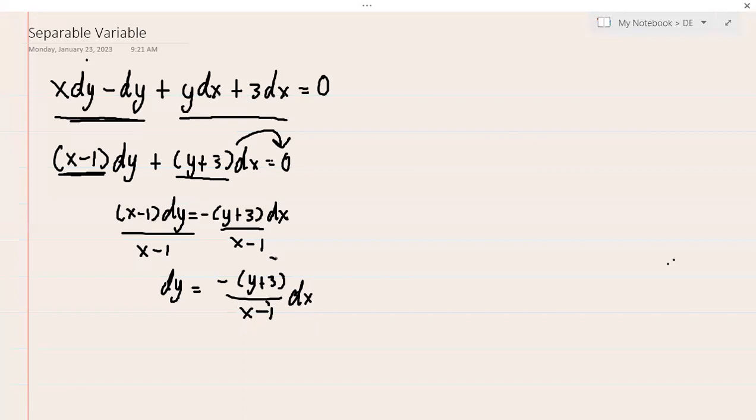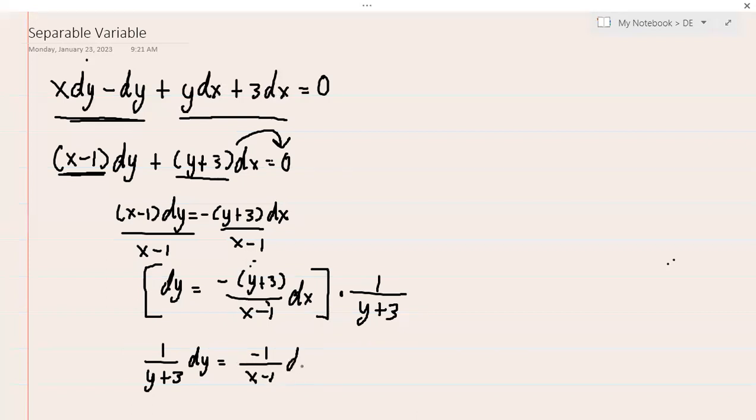Pero paano naman itong si y? Itong si y plus 3. Kung gusto nyo, pwede nyo namang isama si negative. It's up to you kung gusto nyo siyang isama. Alright? For me, hindi na. Ang gusto ko lang gawin is ilagay si y on the left side. So, by doing so, I will multiply both sides of the equation by 1 all over y plus 3. So, ano mangyari kapag na-multiply ko both sides by 1 all over y plus 3? I will have 1 all over y plus 3 times dy is equal to negative 1 all over x minus 1 times dx.